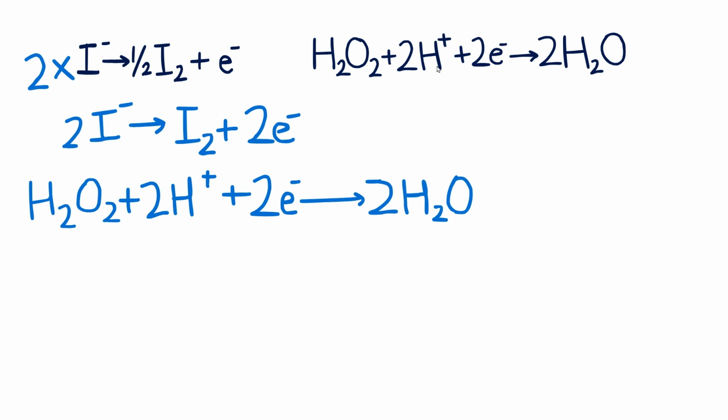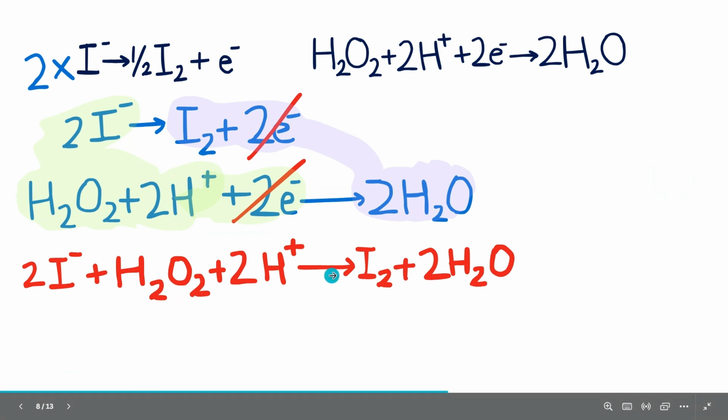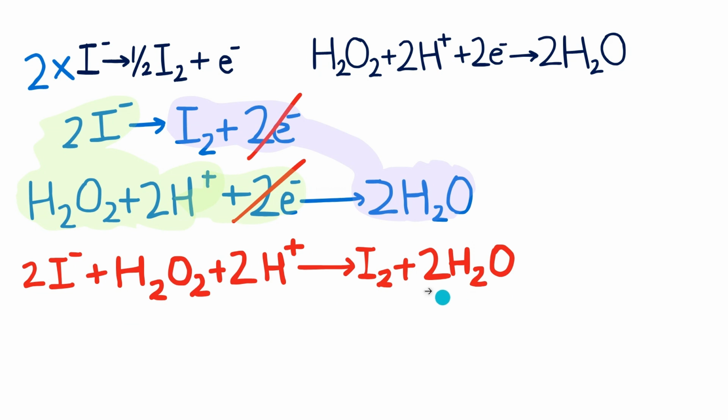Now I'll combine the reactants together in both reactions and combine the products together in both reactions. I've highlighted them so they are clearly visible to you, and now I can see that the 2 electrons are the same on both sides, so I can just cancel them. Then I'm going to write the overall ionic equation: 2I⁻ + H2O2 + 2H⁺ gives I2 + 2H2O.